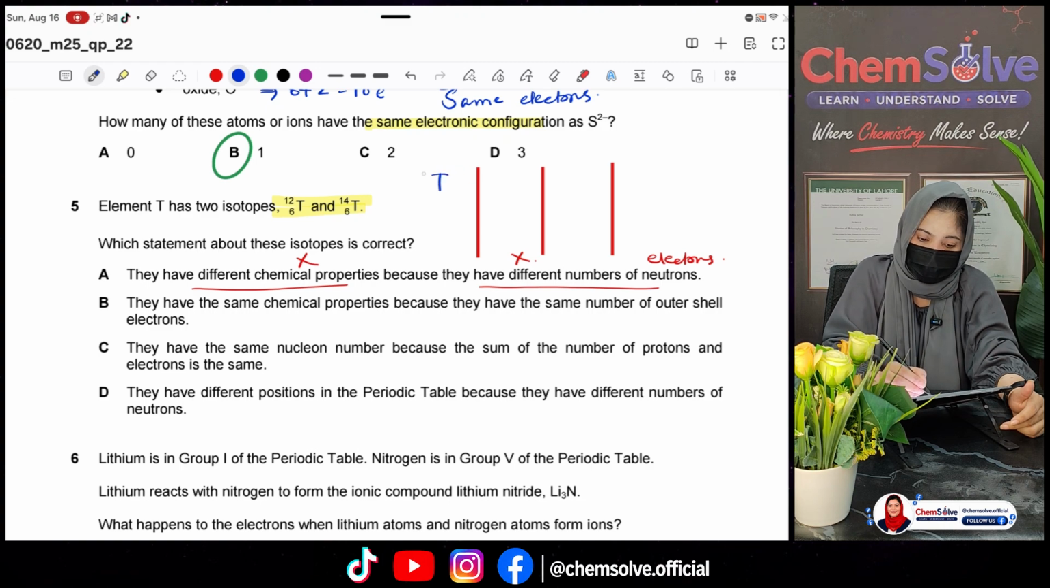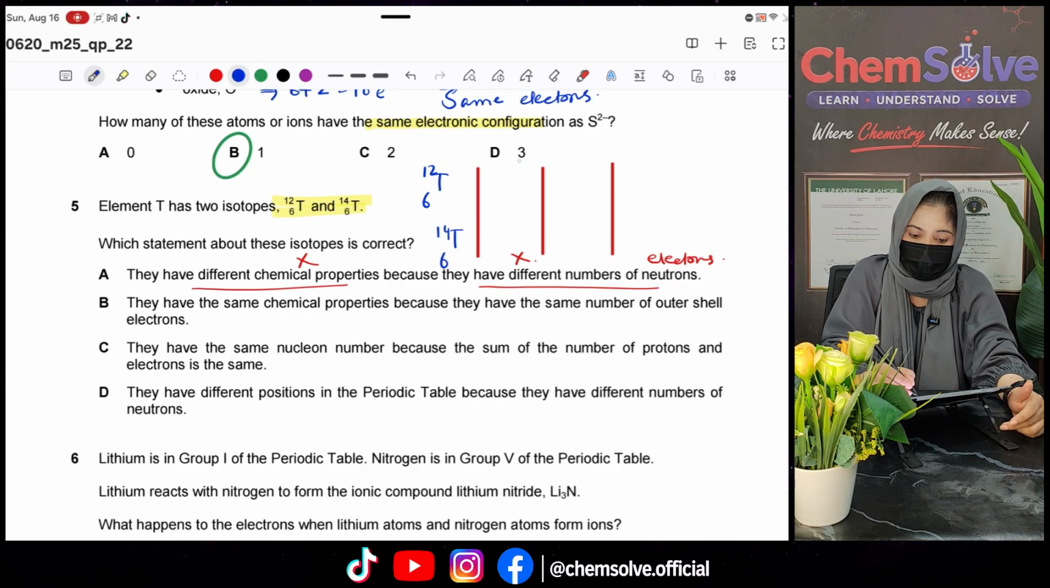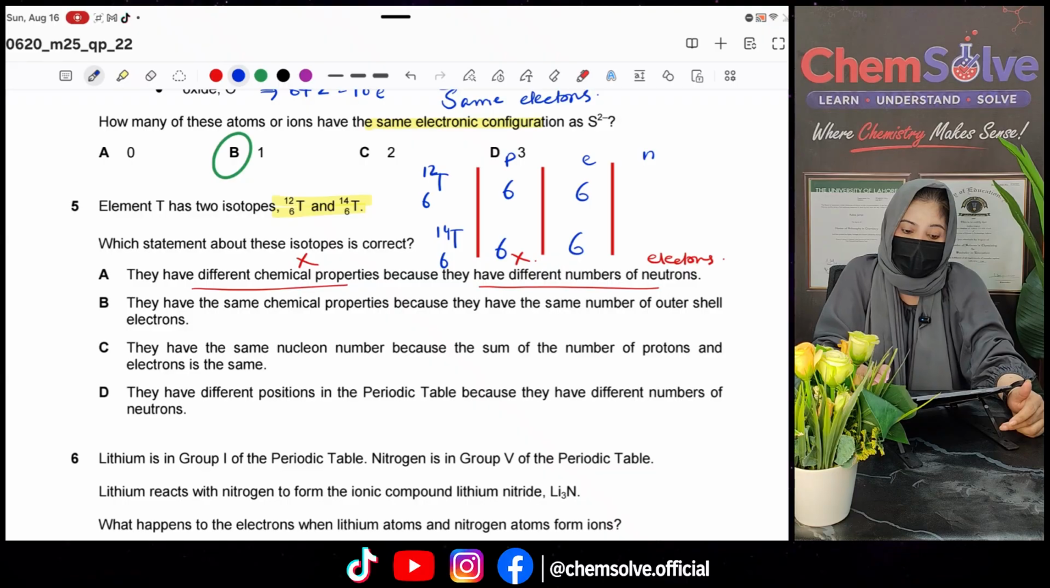This is T 12, 6, this is T 14, 6. So number of proton, electron, and neutron. Proton is 6, and for this it is also 6. Electrons are 6, and for this it is also 6. For neutron, we will subtract proton number from mass number. So this is 12 minus 6, 6. And this would be 14 minus 6, it would be 8.